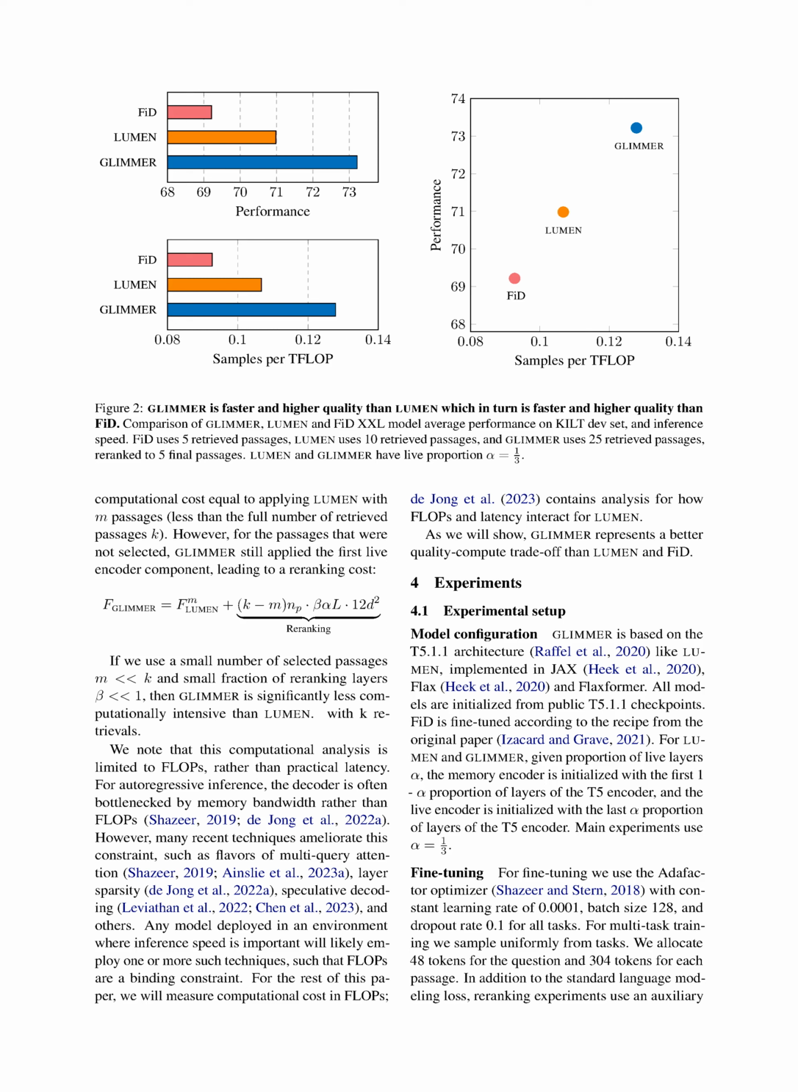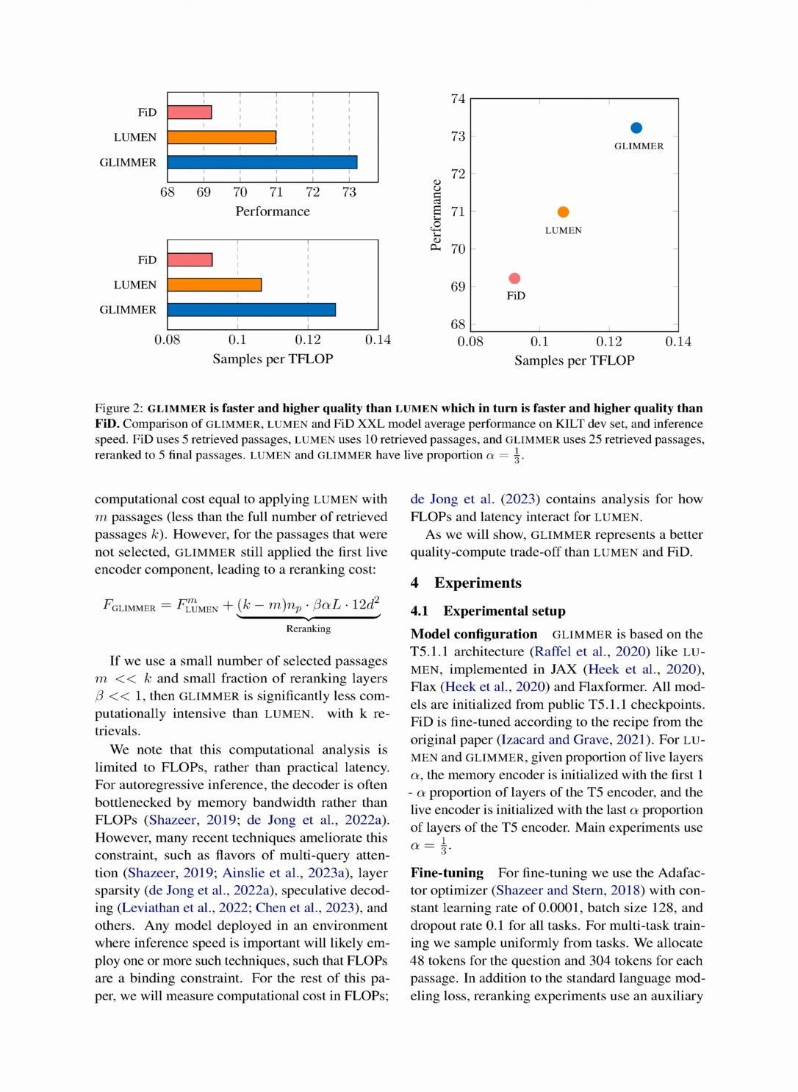Section 4 Experiments. We conducted several experiments for this study, utilizing a model called Glimmer. This model is based on the architecture known as T5.1.1. It was developed using JAX, FLAX, and FlaxFormer, which are widely known programming tools. Our models were initialized from publicly available T5.1.1 checkpoints. We fine-tuned another model known as FID following the guidelines provided in its original paper.